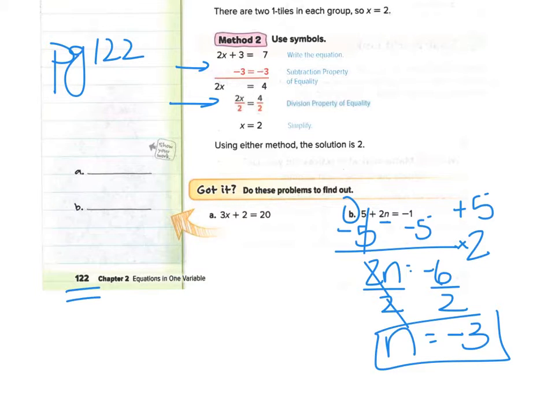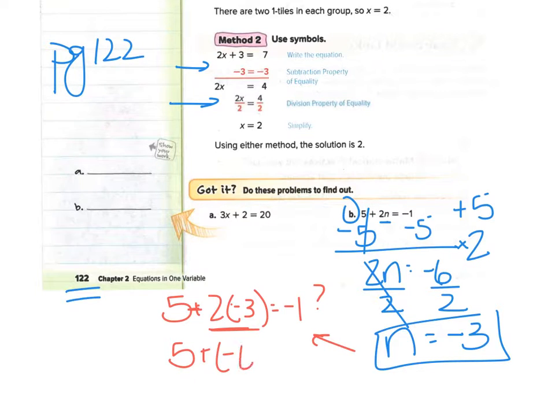To check this, I would substitute in. So over here, I'm just going to quickly check it. 5 plus 2 times negative 3 equals negative 1. Is that true? That's what I want to know. So we have 2 times negative 3 is negative 6. 5 plus negative 6 is negative 1. I'm good.